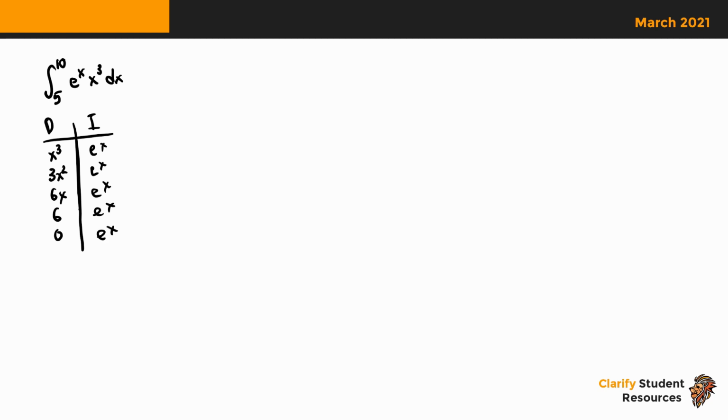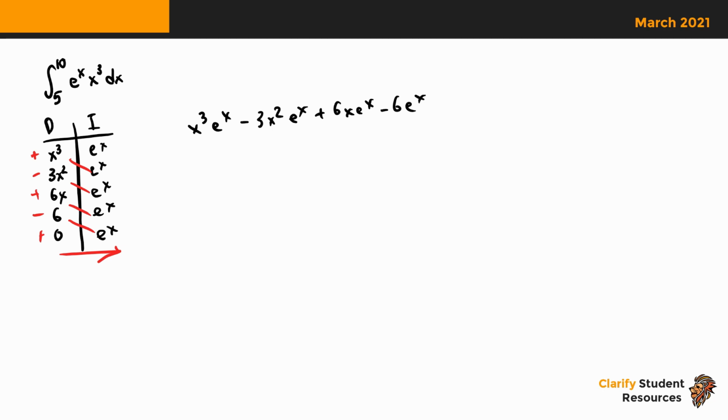And then remember that we want the last line to be 0 if possible, because that'll help us terminate the integral. And then we're going to go plus, minus, and then plus, and we're going to be pairing it diagonally. So when we have that, what we're going to do now is write our expression: x cubed e to the x minus 3x squared e to the x plus 6x e to the x minus 6 e to the x.